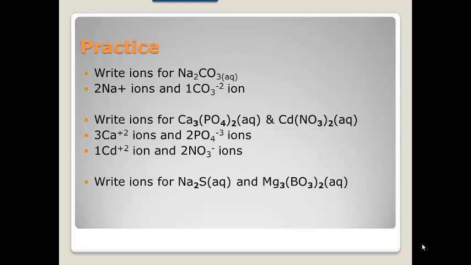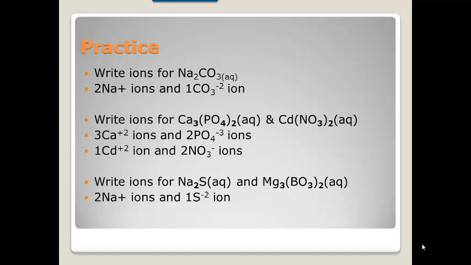Here I've got Na2S and then Mg3(BO3)2. Alright, so for Na2S, I've got 2 sodium ions and 1 sulfide ion is what I'm going to form. Sodium is in group 1, so it's going to lose 1 valence electron. That'll be 2 Na+ ions. And sulfur is in group 16. It's going to gain the 2 electrons, and that'll be S2-. So there's a total of 3 ions there.